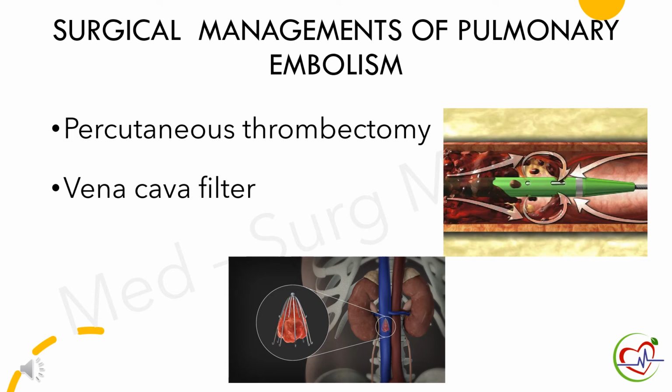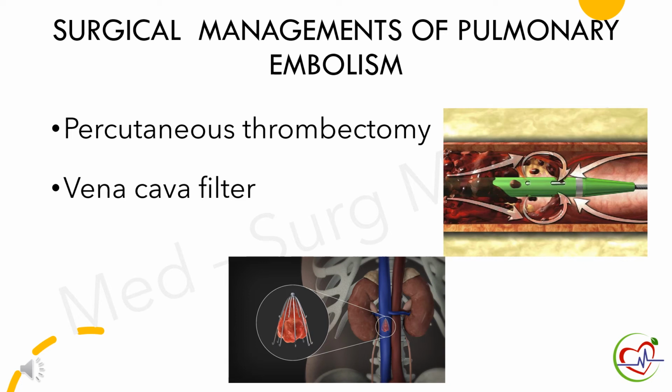Surgical managements of pulmonary embolism. There are mainly two procedures, and they are percutaneous thrombectomy, and vena cava filter. Let's see each one in brief.